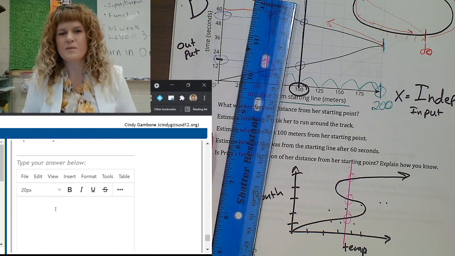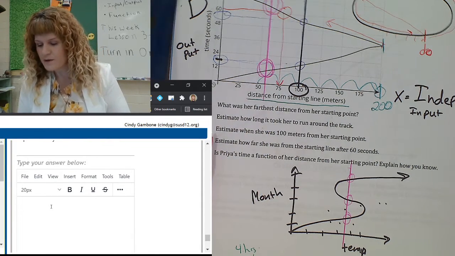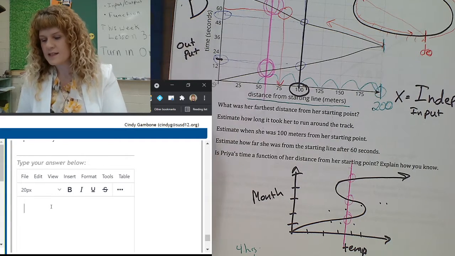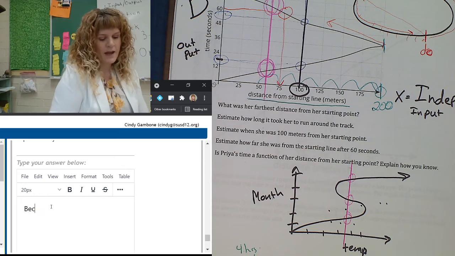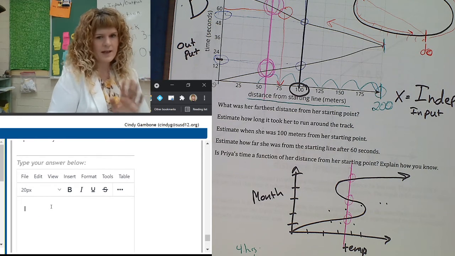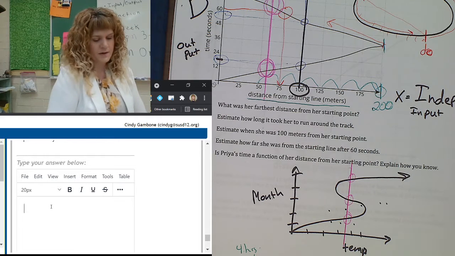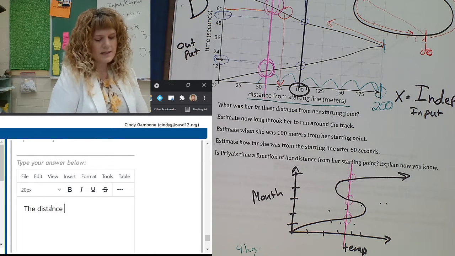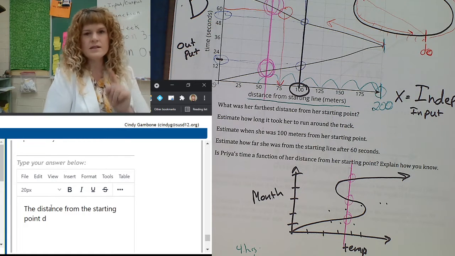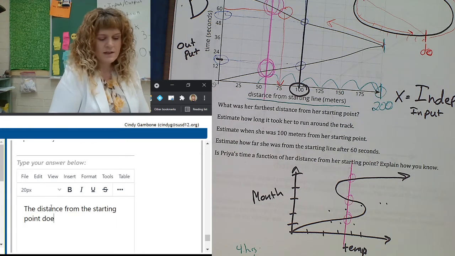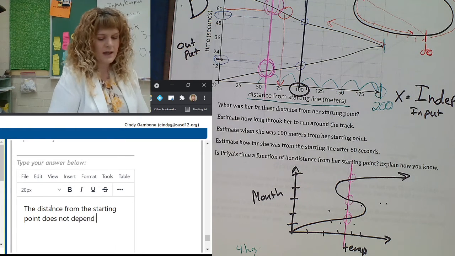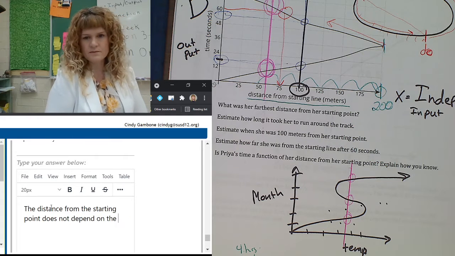Submit your last answer and, there's more. I didn't know there's one more. Explain how you know that the distance from the starting point is not a function of time. Okay, let me explain it real quick. I don't like to say it; I like to give the exact words. The distance from the starting point is not a function of time. That means does not depend on.